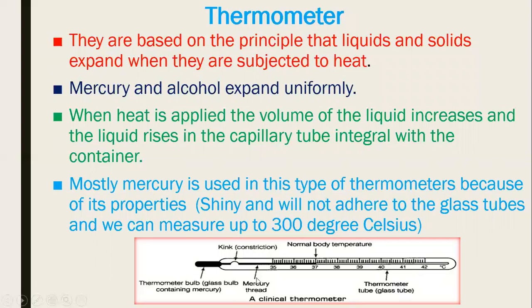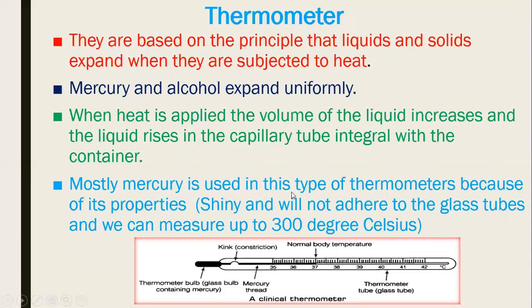That is the working of the clinical thermometer. There is a clinical thermometer, and in it there is a capillary tube. Here is the reading, and here is the mercury bulb. What will happen when heat is applied? When you apply the heat, the volume of the liquid increases. The volume of the liquid, meaning the mercury volume, will increase. The liquid rises in the capillary tube. That is the capillary tube. The liquid will rise in the capillary tube integral with the container. Inside the container, the liquid level will increase. Volume increases, so the level will increase.